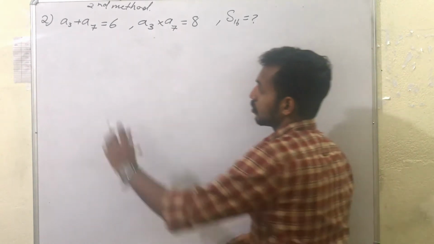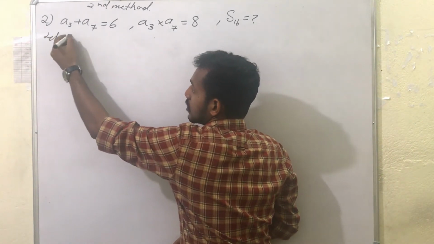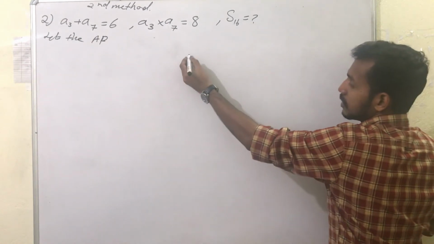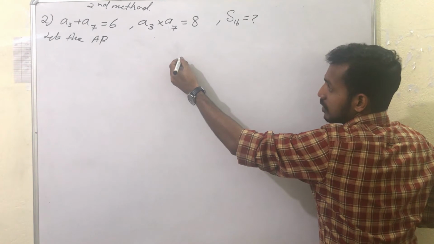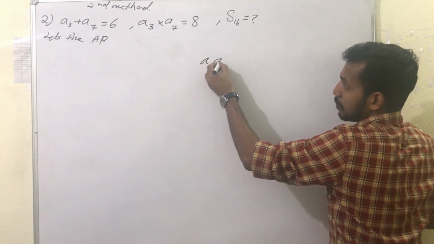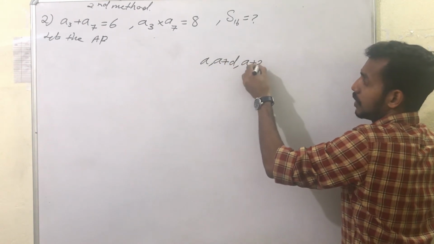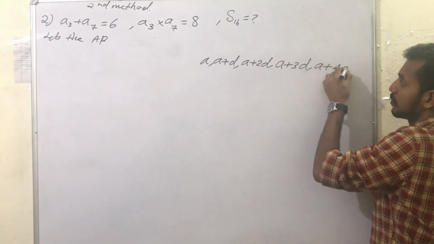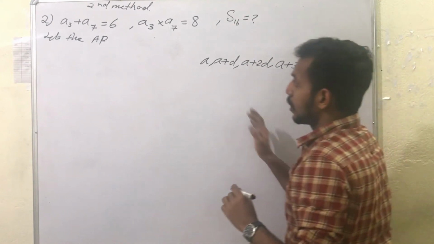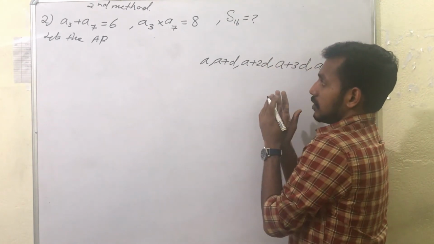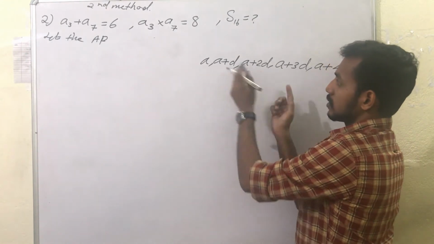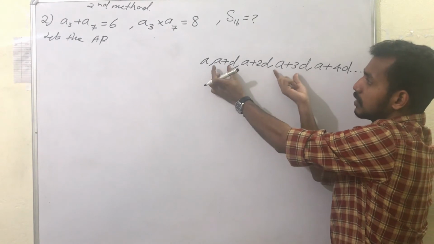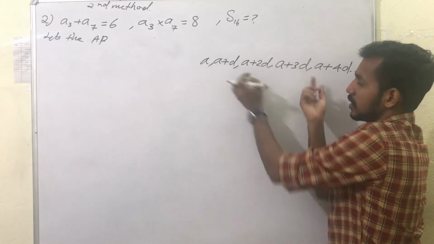So for this, I am going to consider the general form of an AP. What is that? A, A plus D, A plus 2D, A plus 3D, A plus 4D, etc. Then, if you are adding two terms like this, for the sum of the second term and third term, you will get two variables, A as well as D.